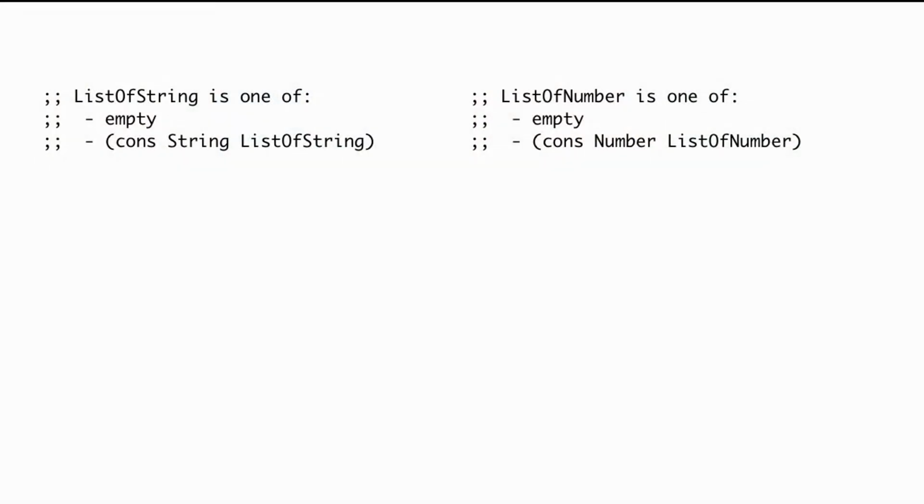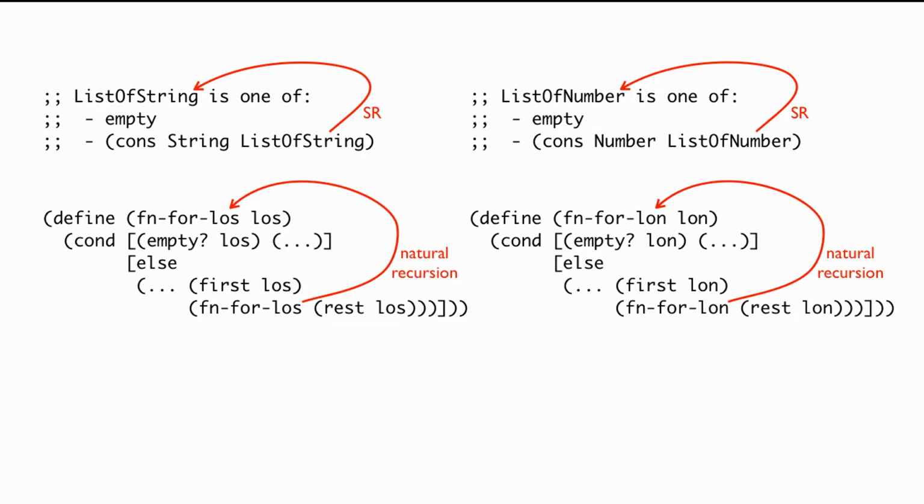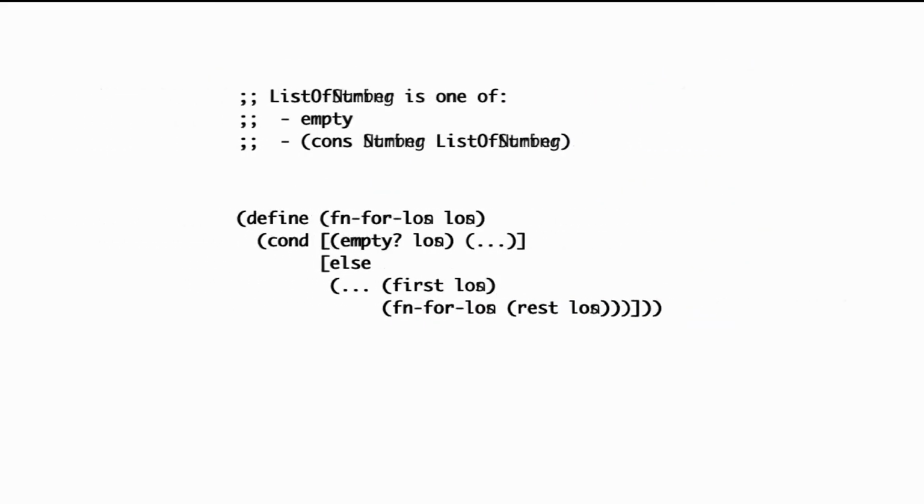So far this week we've seen two list types, list of string and list of number. Both of them have well-formed self-reference. Because of the self-reference in the type comments, both of them also have a natural recursion in the template functions. In fact, these two types are very similar to each other. They really only differ in the name of the type of value included. Strings in one case, number in the other case.